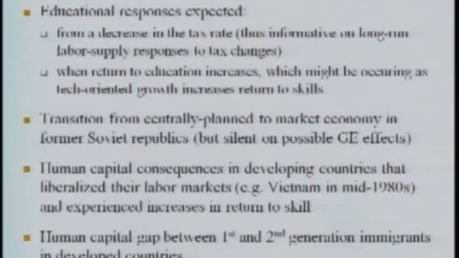Perhaps a bit farther away in terms of external validity, our evidence could be useful in understanding the human capital gap between the first and the second generation of immigrants from developing countries to developed countries, where the kids are now exposed to returns to schooling which are much higher than their parents, and we observe the earnings of the children, the second generation, much higher than that of their parents.